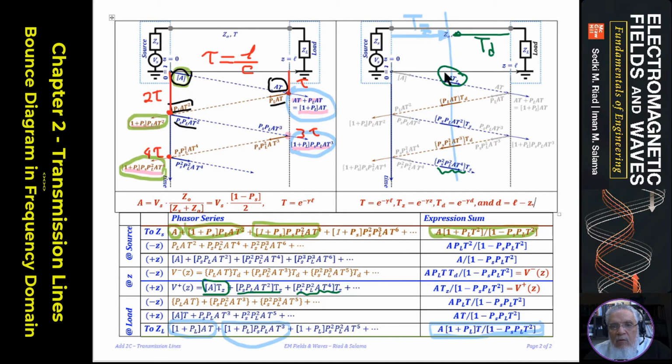If I want to look at the ones coming back, this one here first, rho L A T T sub D. The second one is right there. And the third one and the fourth one, etc. And again, these are geometric series. They add up. So actually you can get yourself V plus of Z and V minus of Z right there. Again, it's done in a graphical way, and it's not as complicated as the analytical method that we used in the body of the chapter.